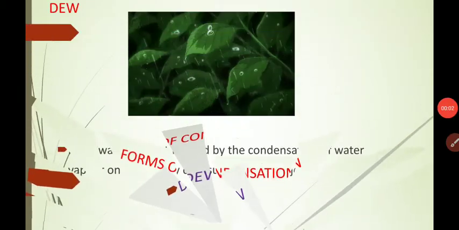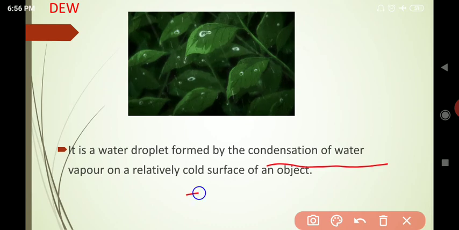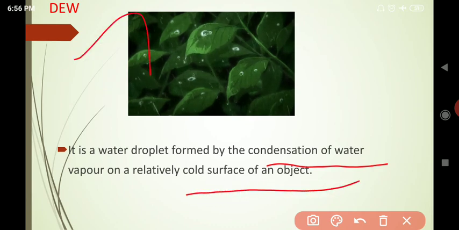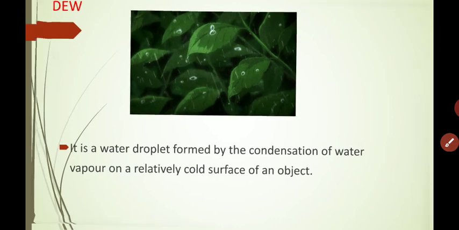Next we are going to see the topic of dew. It is a water droplet formed by the condensation of water vapor on a relatively cold surface of an object. That is called dew. It forms on the relatively cold surface of an object.